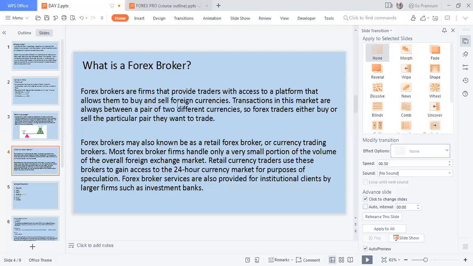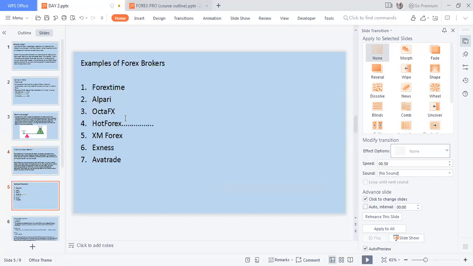The next one I like to talk about is brokers. Brokers are firms that provide traders with access to a platform that allows them to buy and sell foreign currencies. Transactions in the market are always between a pair of two different currencies. Now, there are several types of brokers. We have Forex Time. Forex Time is a type of broker.